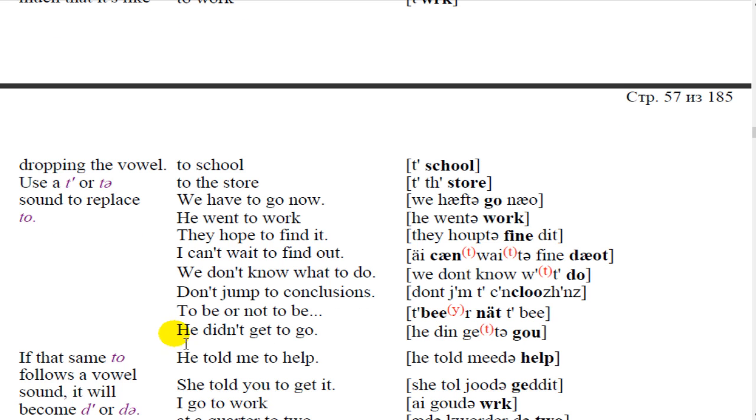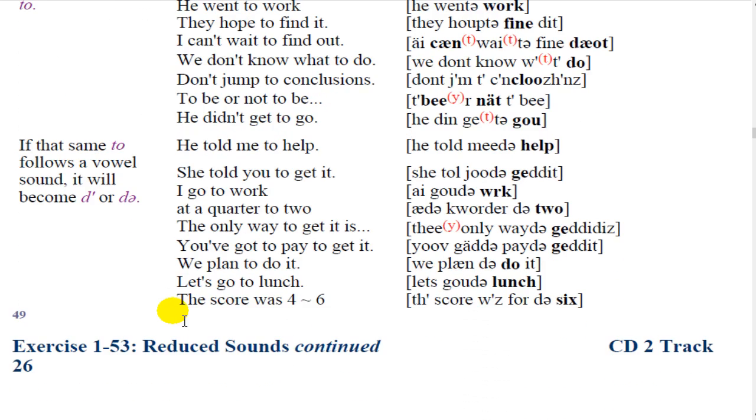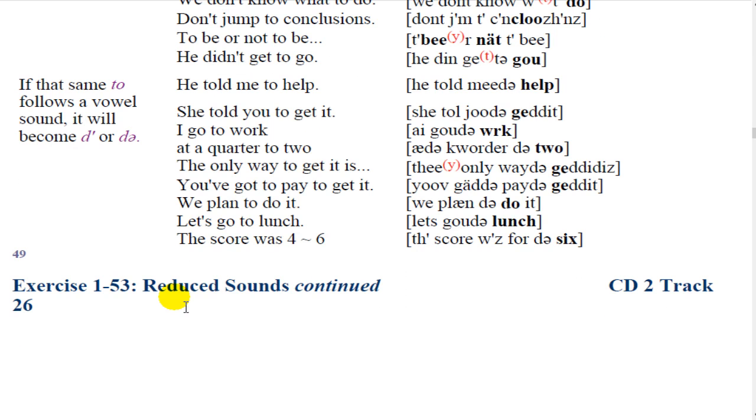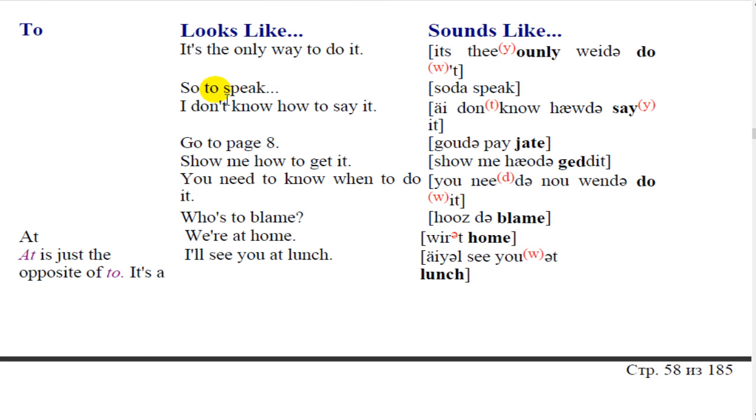He didn't get to go. He told me to help. She told you to get it. I go to work at 1:45. The only way to get it is you've got to pay to get it. We plan to do it. Let's go to lunch. The score was 4-6. It's the only way to do it, so to speak. I don't know how to say it. Go to page 8. Show me how to get it. You need to know when to do it.